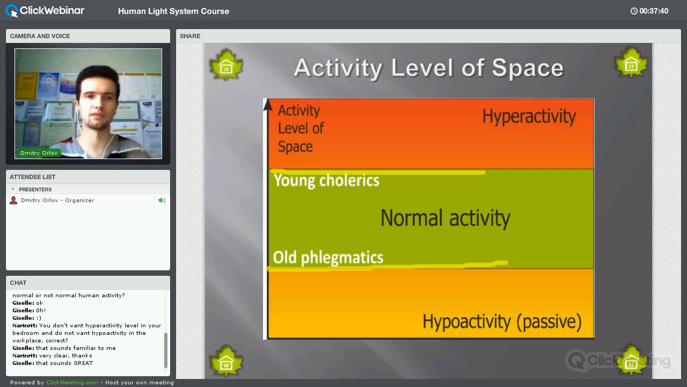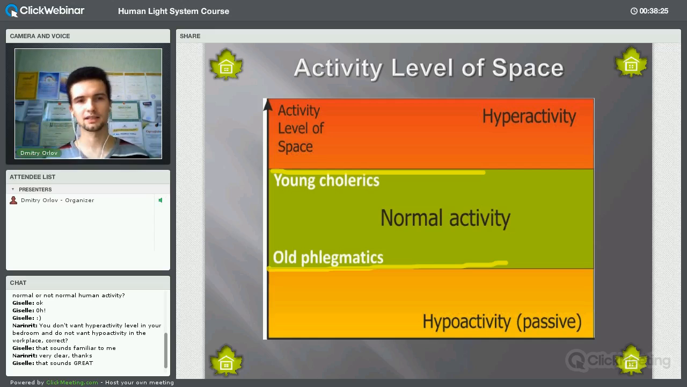They don't need spaces to be very, very active, to be like boiling. They need places where everything is calm, moving slowly, nothing is happening too fast, etc. So they need places with a lower activity level. But if we take young cholerics who are very active, they always need to move, to do something. For them, you need another place where the activity level will be higher. In those places, they will feel more comfortable.